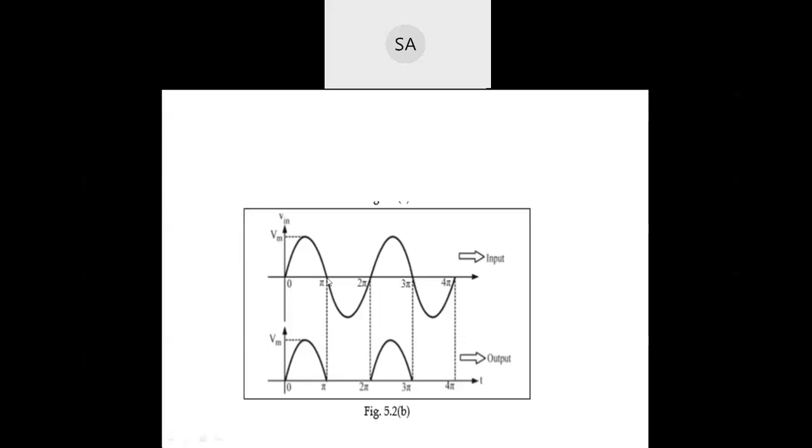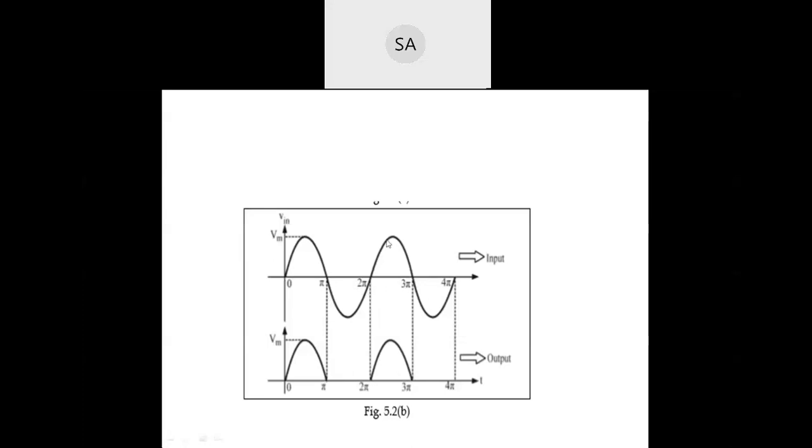And during the negative half cycle, that is pi to 2 pi, the diode is reverse biased. That is, it will be an open circuit. Then there will be no current flowing through the load. So the output voltage across the load is 0.